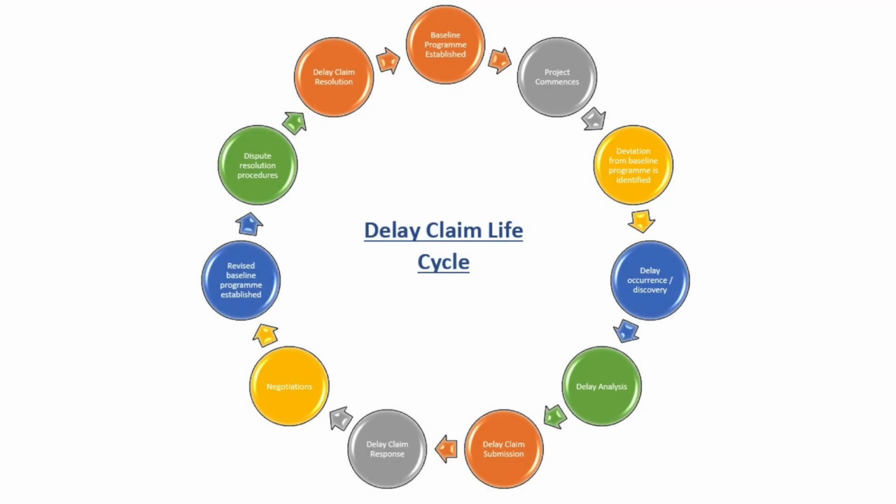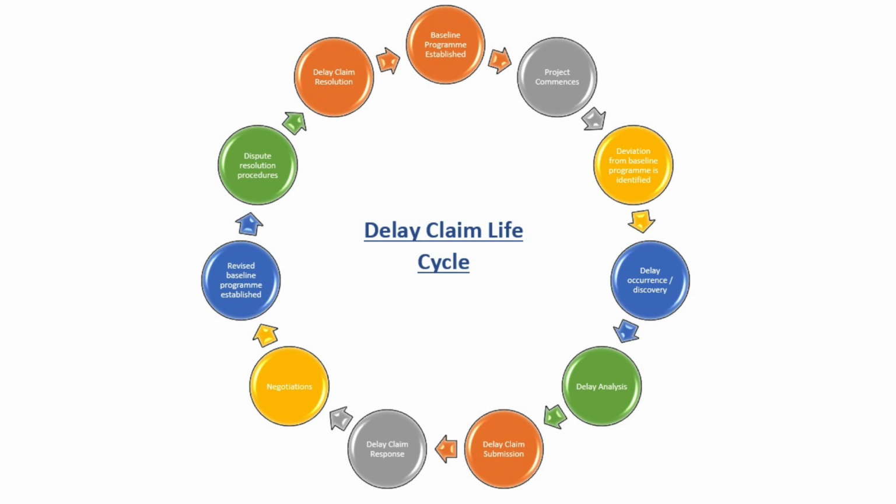A delay claim has a very defined process, and that can often be referred to as the delay claim life cycle. There are 11 key steps to that delay claim life cycle. Those steps include, first and foremost, the baseline programme being established. The project then commences. We then have a deviation from the baseline programme. This is identified. This then leads on to the delay occurrence. The delay analysis is then instigated.